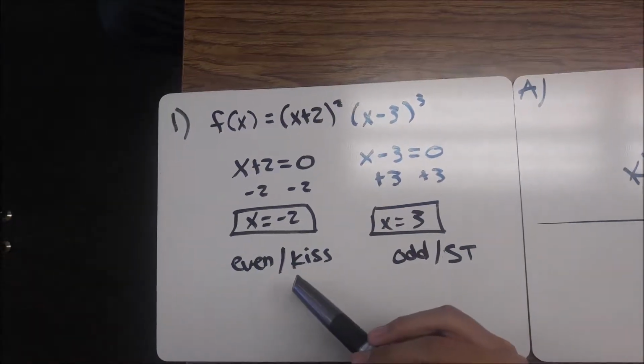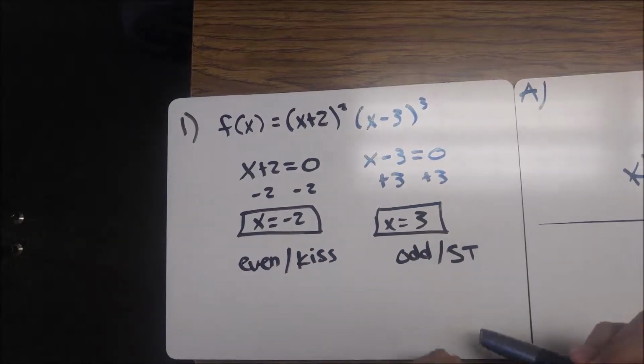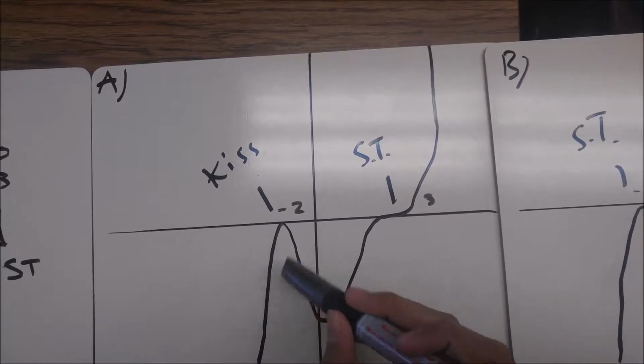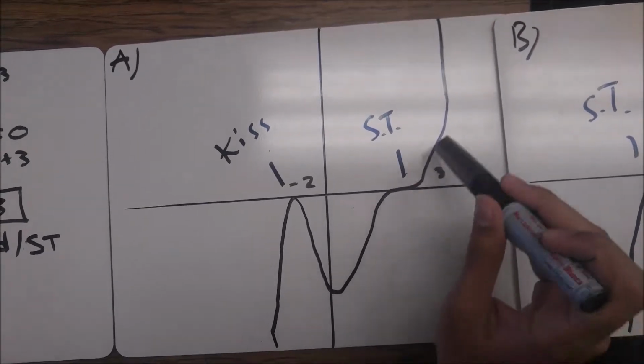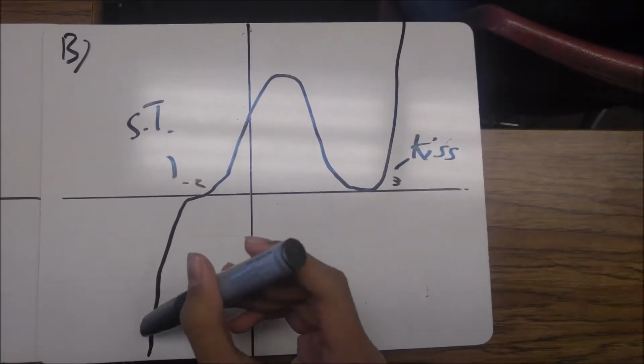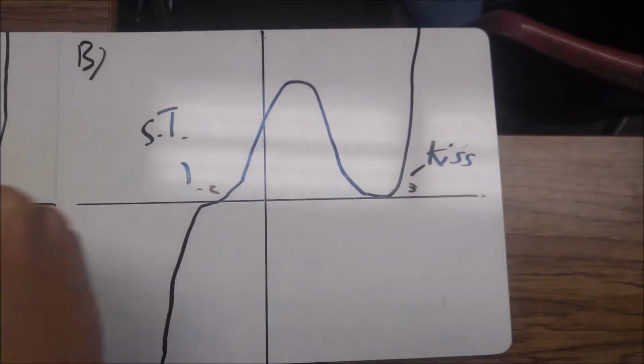And then after you look at the exponent, for this one it's positive 2, so it's an even and it kisses. For this one it's a 3, so it's an odd and it shoots through. Graph A is the correct one because at negative 2 it kisses and at 3 it shoots through. Graph B is wrong because at negative 2 it shoots through and at 3 it kisses when it should be like this.